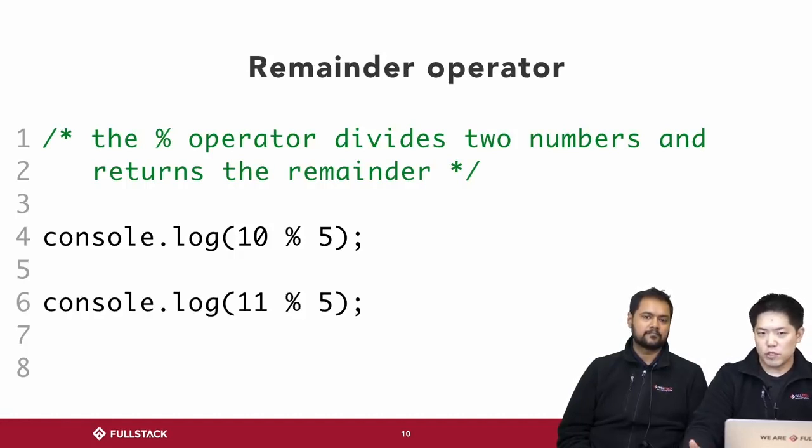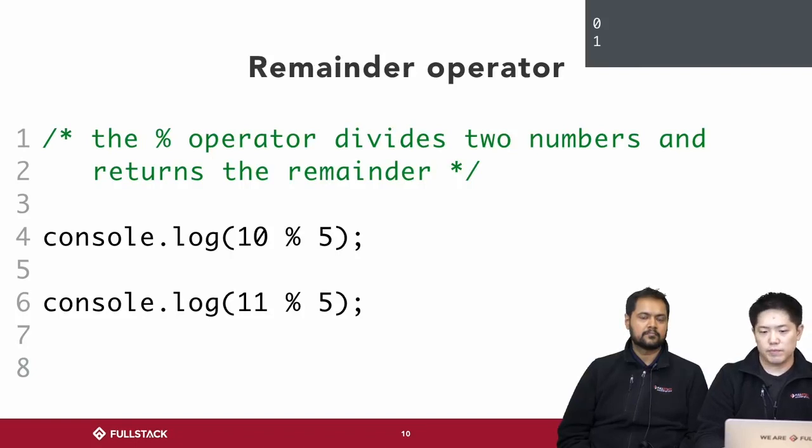11 modulus 5, what would we expect? Same thing, 11 divided by 5 is numerically 2.2, but then we have that one remainder, so what modulus will return is 1. And we see that here, 0 and 1.